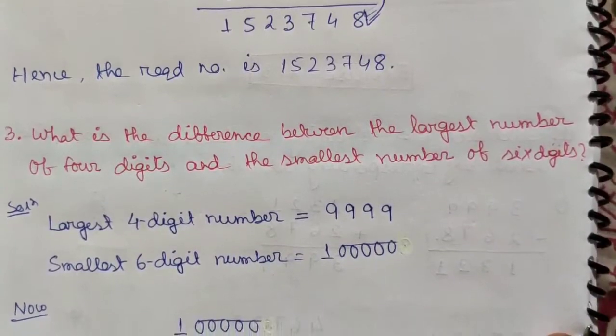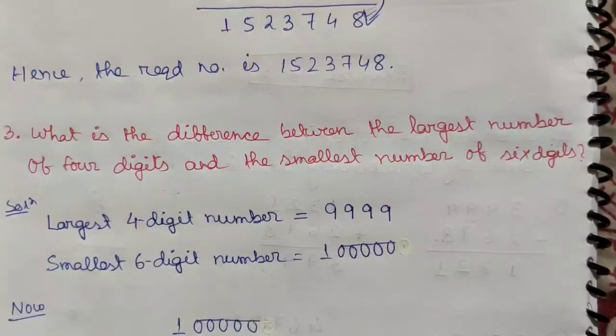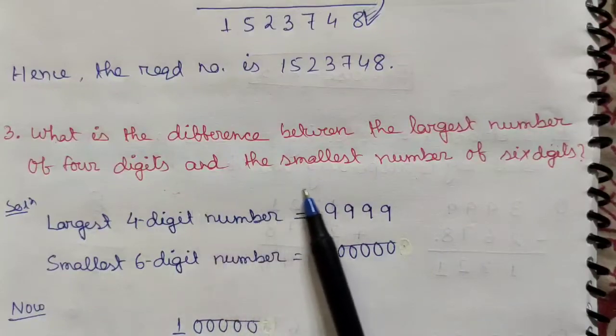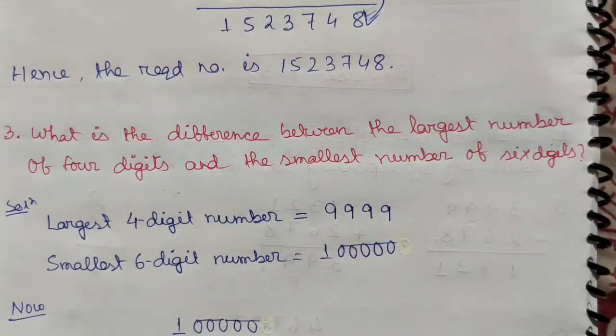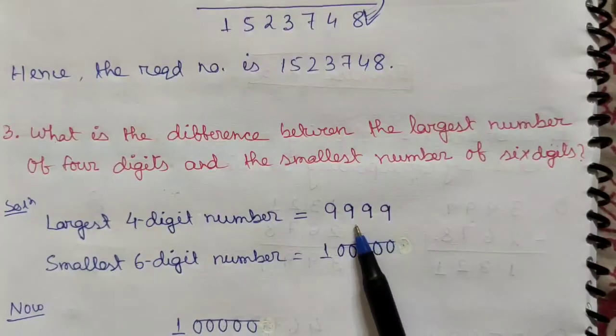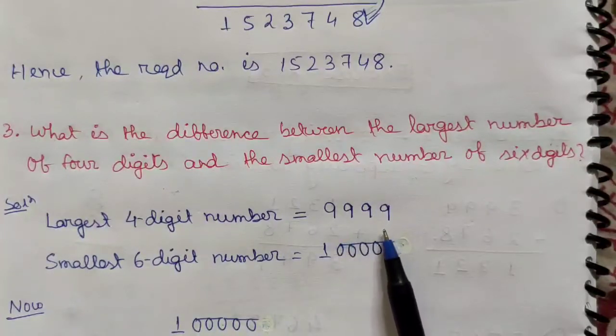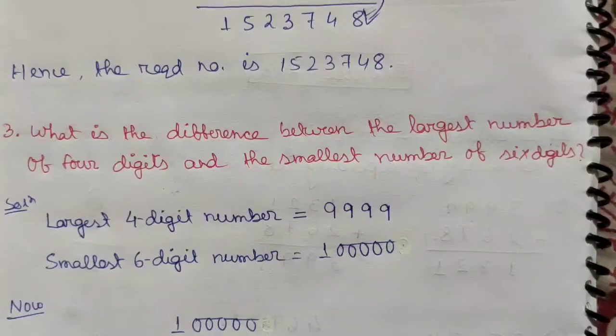Okay, so now let's move to our next question, that is question number 3 of exercise 2.3. Here the question is: what is the difference between the largest number of 4 digits and the smallest number of 6 digits? So first of all we have to write the largest 4-digit number, 9999, right? And the smallest 6-digit number is 1 lakh, right?